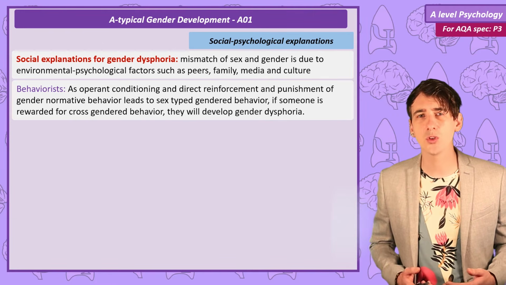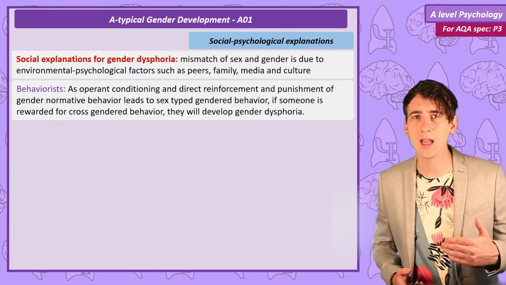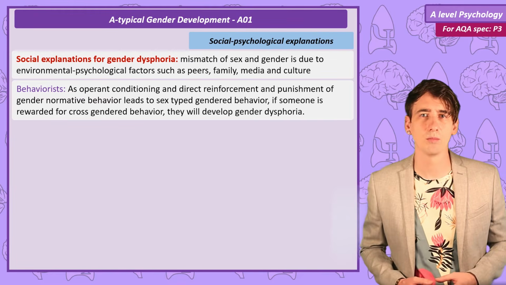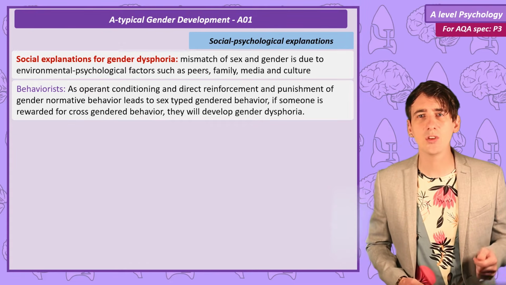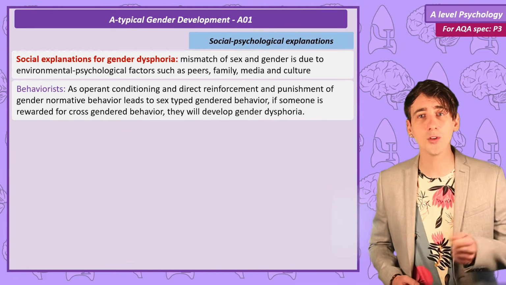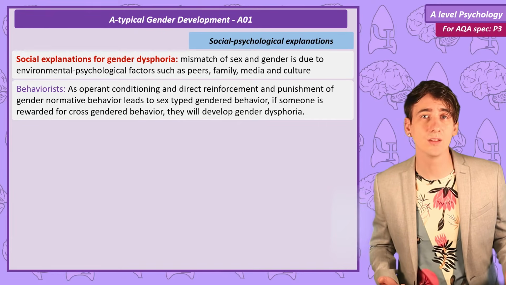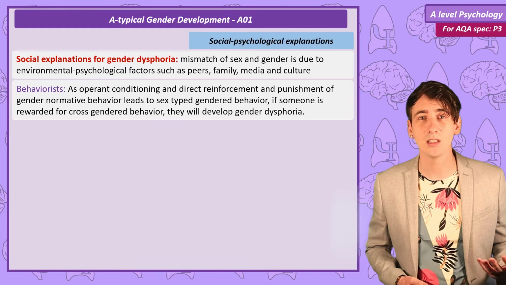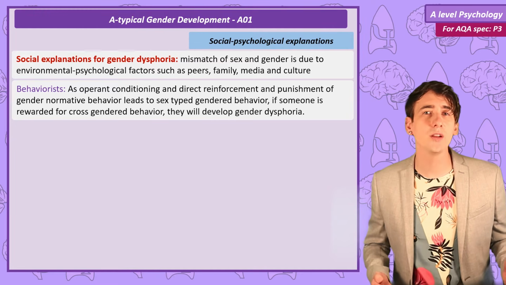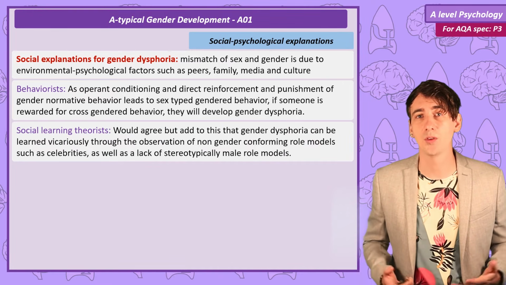So we assume that most children receive direct reinforcement and punishment for gendered behaviour, like praise and shame for playing with certain toys. Now, if a child is rewarded by their parents for cross-gendered behaviour, the argument is that they'll be more likely to repeat cross-gendered behaviour and eventually develop gender dysphoria. Social learning theorists agree with this behaviourist process.